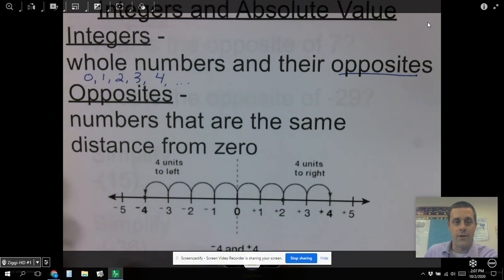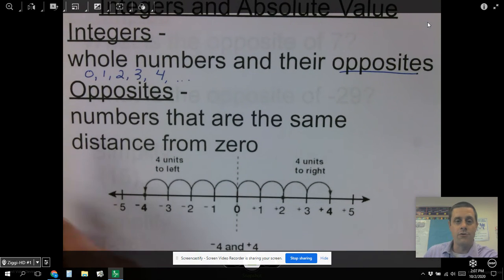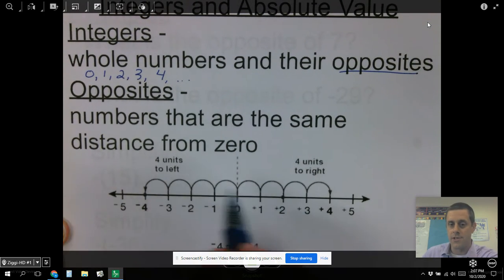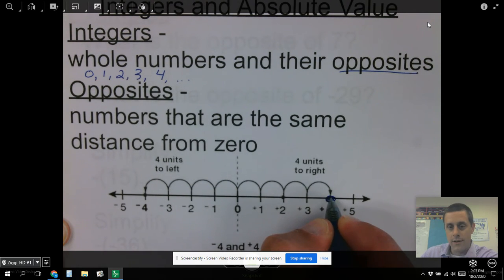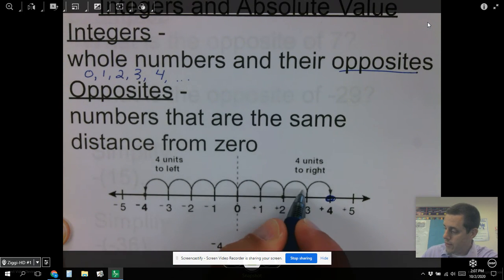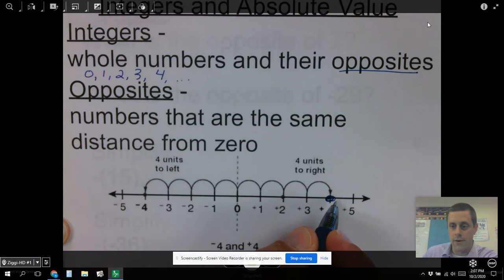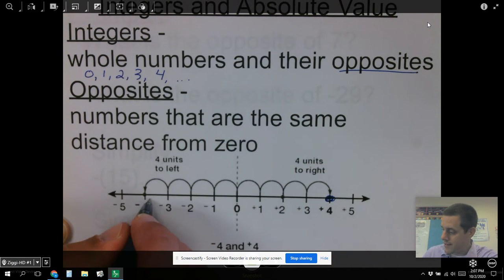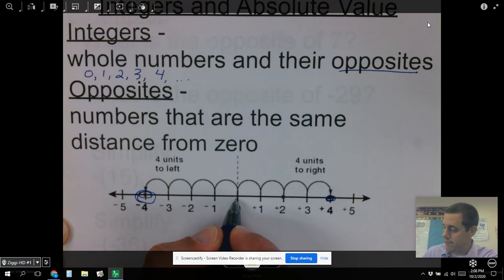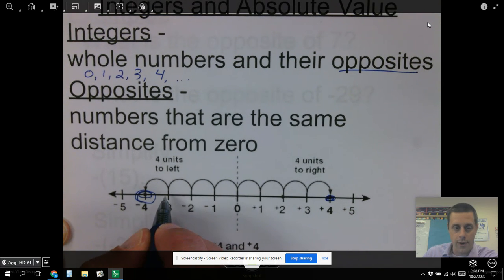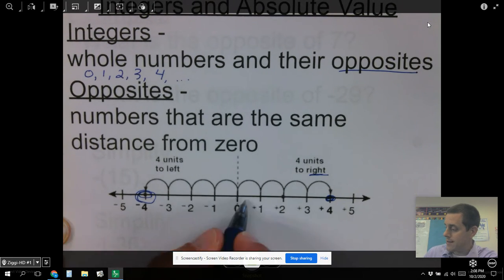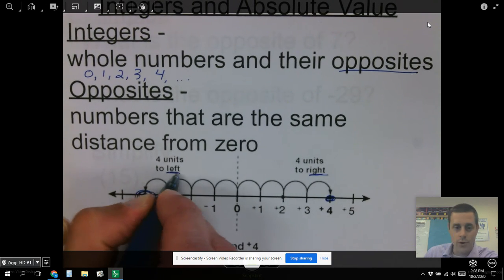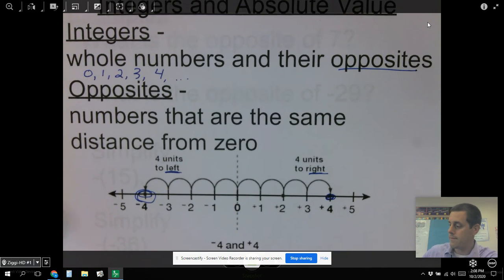That kind of coincides with our next definition, opposites. Those are numbers that are the same distance from 0. So if I look at a number line down below, the number 4 is 1, 2, 3, 4 units to the right of 0. Its opposite is -4 because -4 is 1, 2, 3, 4 units from 0 as well. +4 is positive because it is to the right. -4 is negative because it is 4 units to the left.